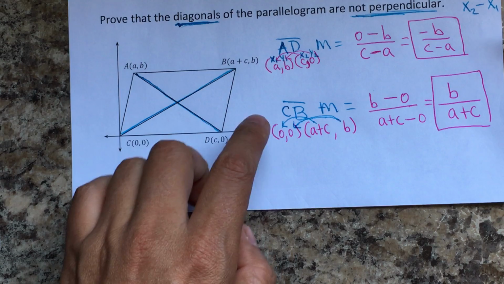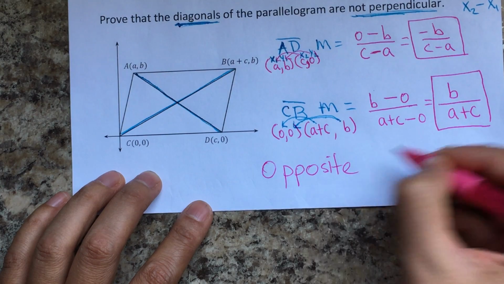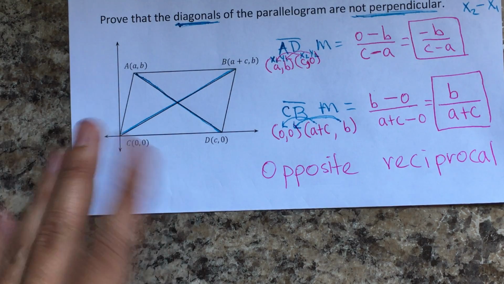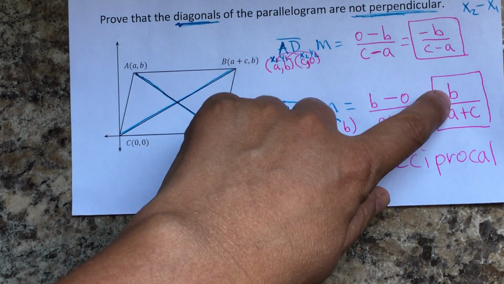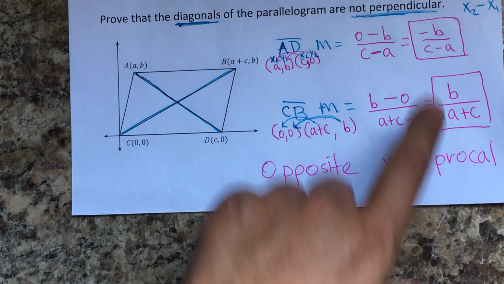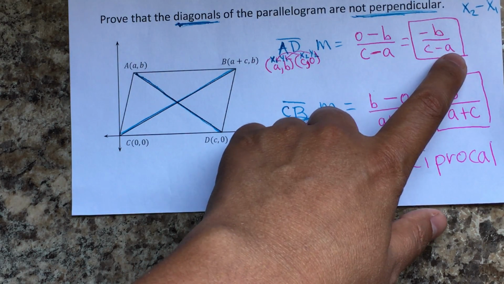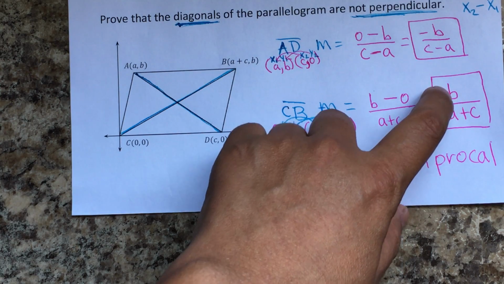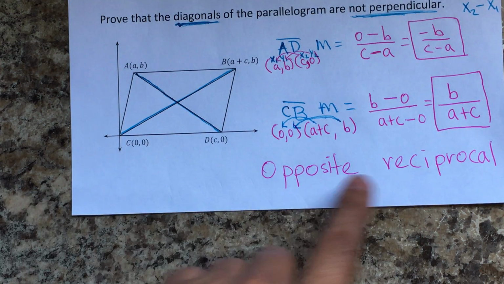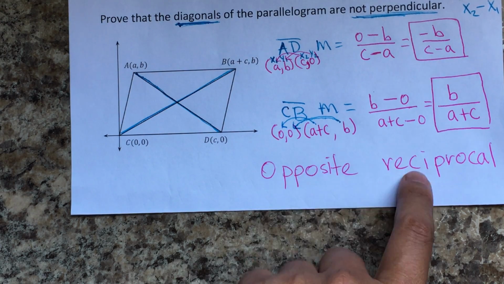Now, are they opposite reciprocal? Let's see, opposite and reciprocal. Well, you can say somehow that this is negative and this is positive, but also is it reciprocal? Does the b go to the denominator, and the c minus a, does it go up to the numerator? No, we have b for both on top and then a plus c at the bottom. So no, it's not reciprocal. Somehow we can say that one is positive, one negative, but it has to have both components.